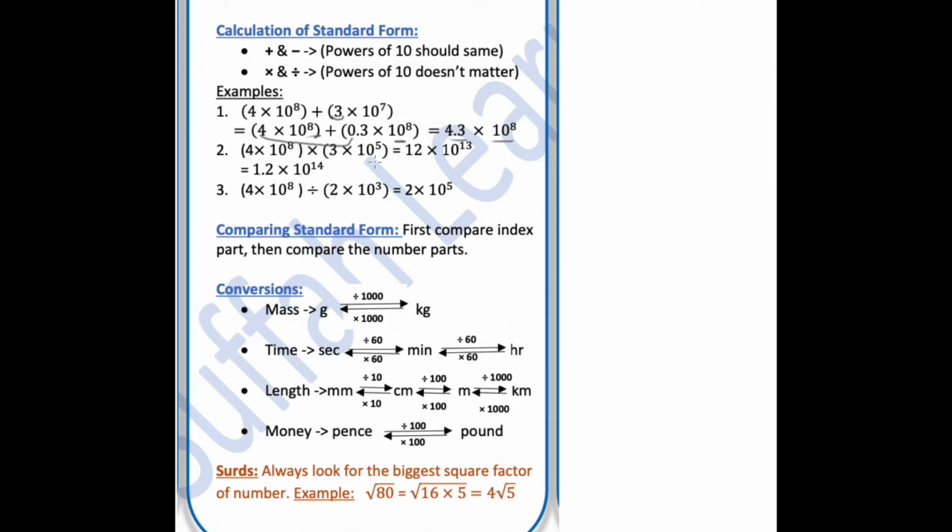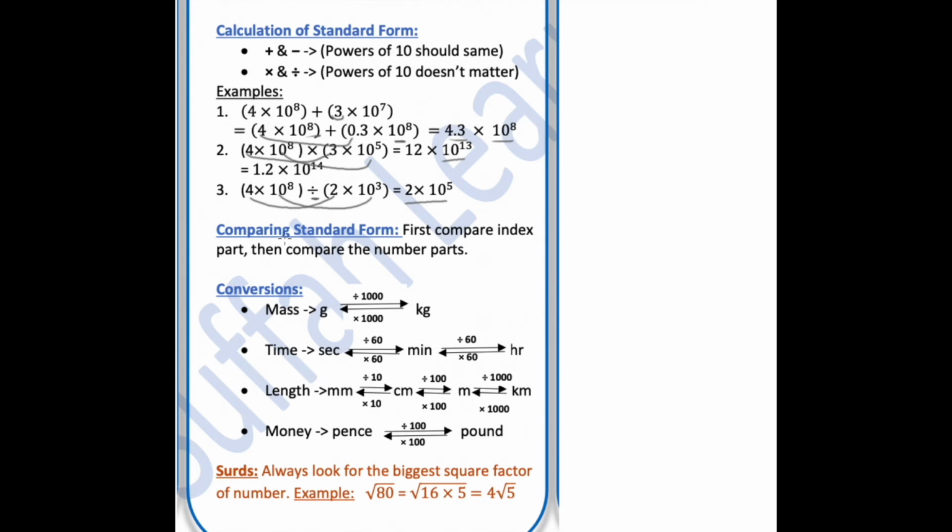Multiplication, as I said, the powers do not matter. So how can you solve it? You multiply the number part with the number part, and for the index part, in the case of multiplication, you add the powers. So look, 4 times 3 you get 12, and when you add the powers you get 10 to the power 13. In the case of division, you divide the number part by the number part, and for the index, you subtract the powers. So in multiplication you add the powers, while in division you subtract the powers.